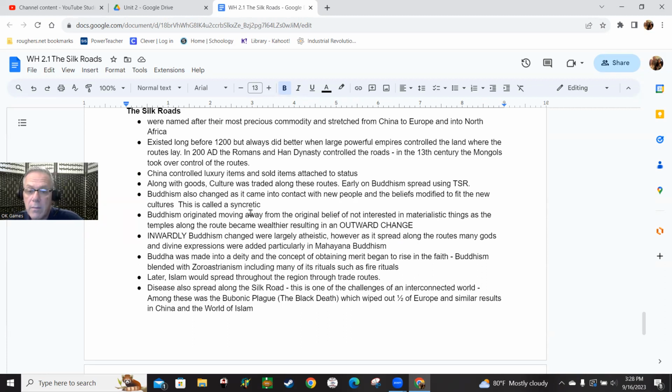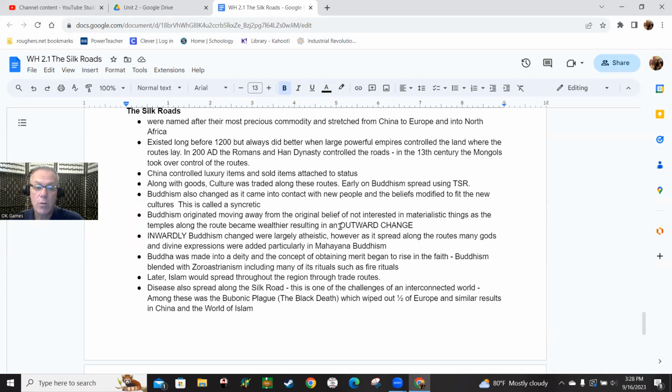seeing. Buddhism is going to have an outward change because of this new wealth, and you're going to start having very ornate and expensive temples with lots of wealth in the buildings themselves, and lots of wealth being exchanged in the Buddhist community.